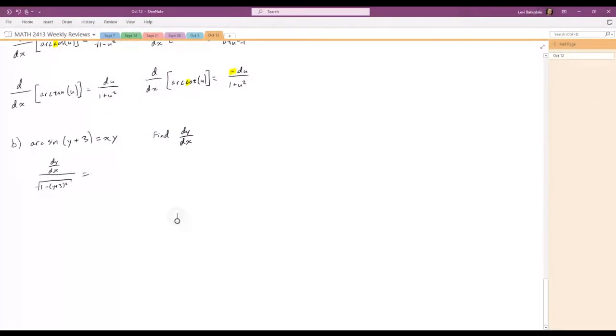Derivative of the right-hand side, well, we could take derivative of x as 1 multiplied by y plus x times derivative of y.